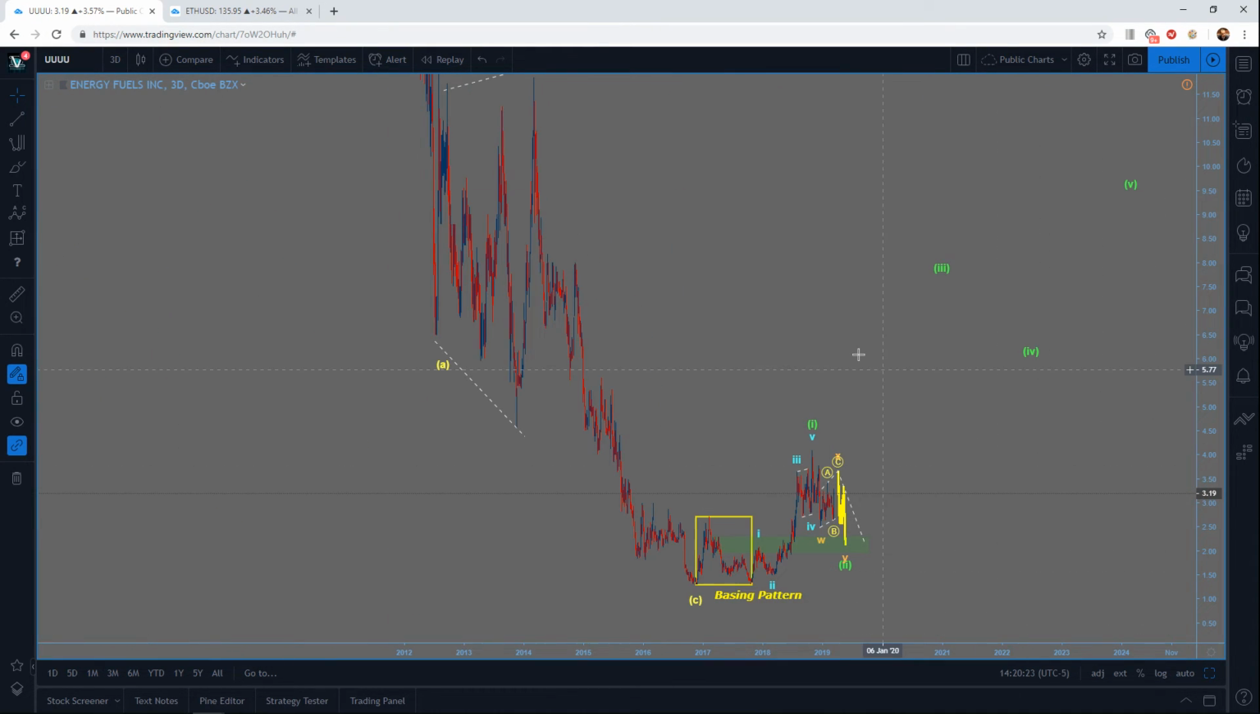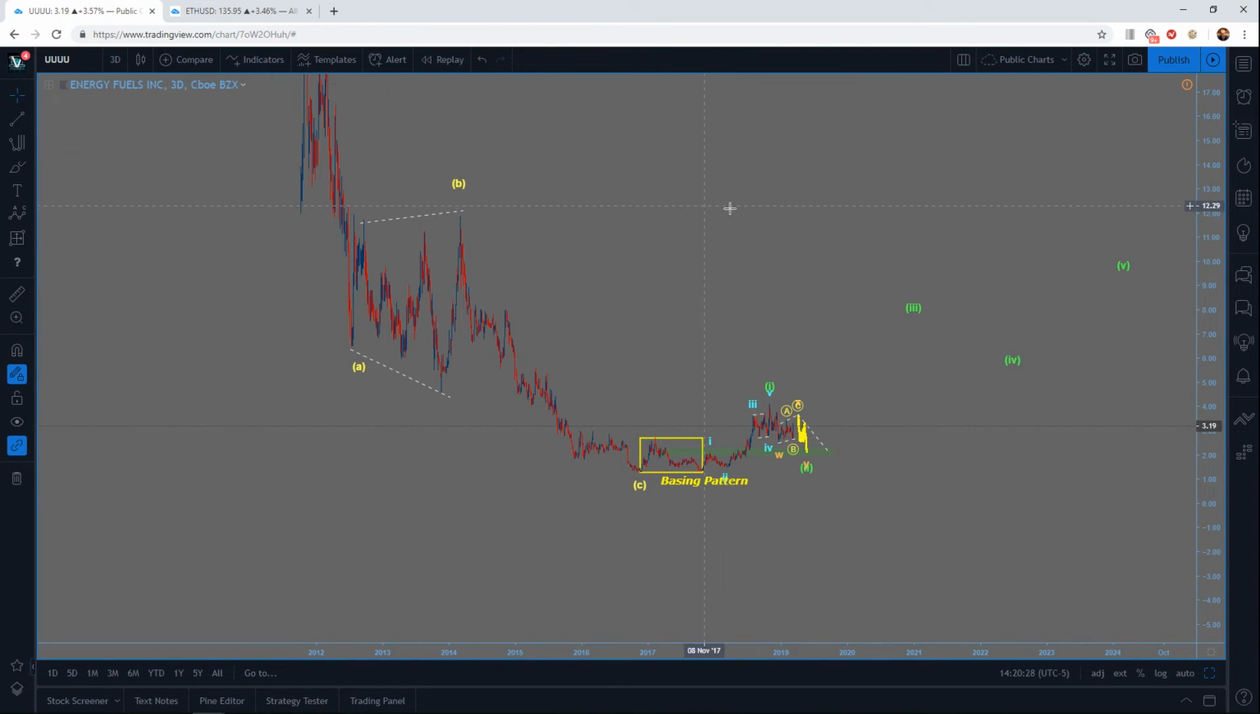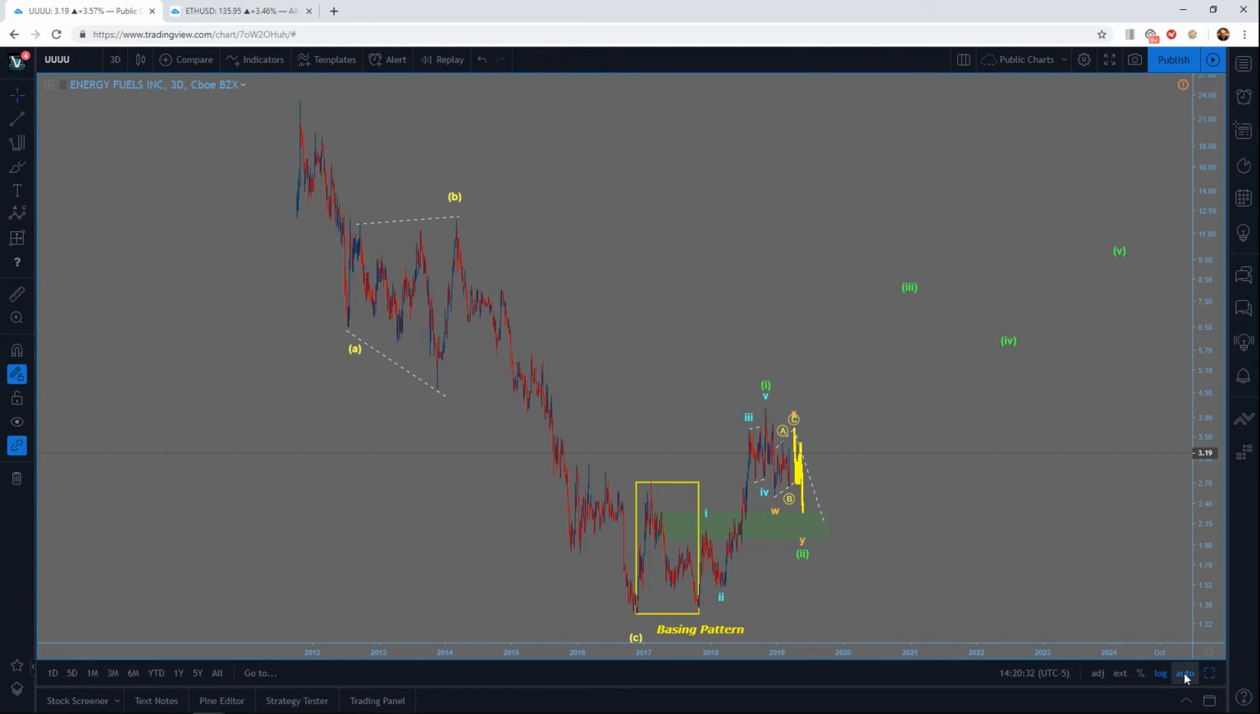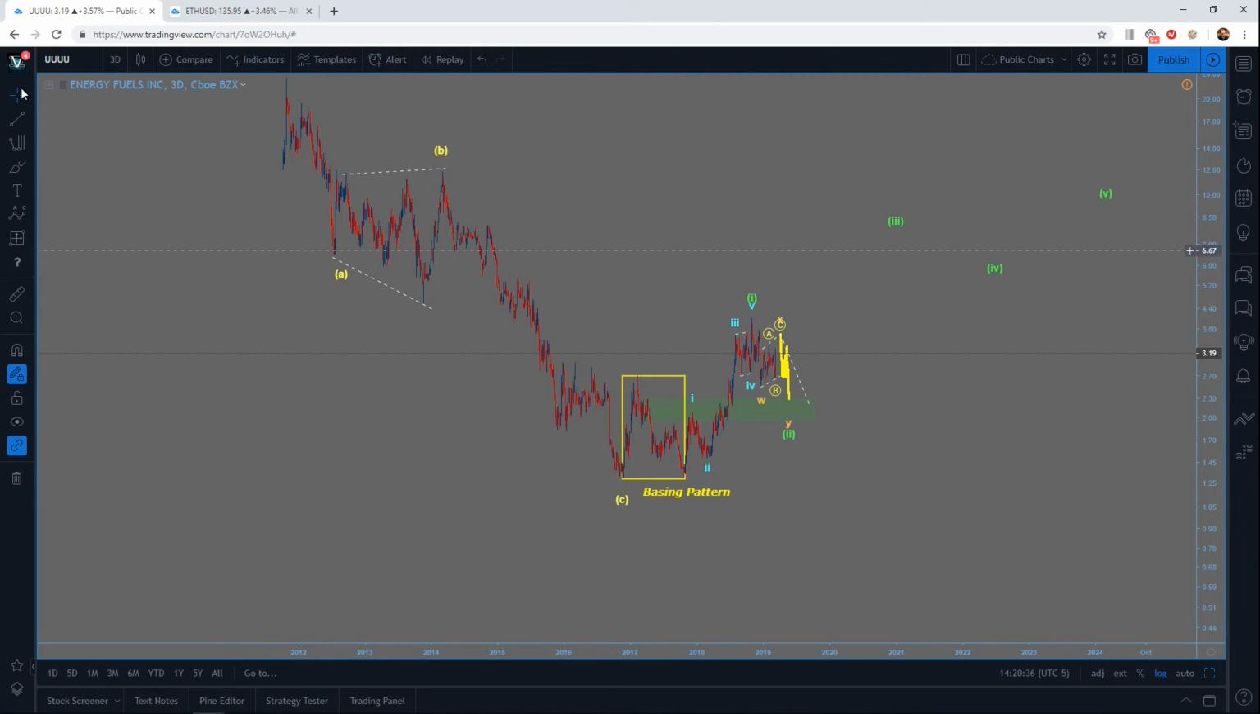Let's take a look at UUUU. This is a uranium stock. Shout out to SmartContractor for being pretty much one of the first I saw to post any of the uranium thoughts. And the reason he did so is primarily due to volume. Take a look at this volume change as we've reached a bottom here.